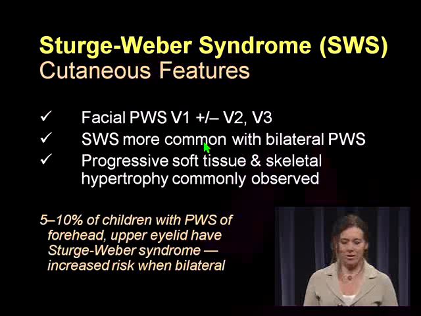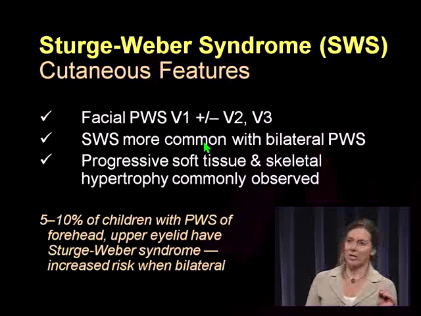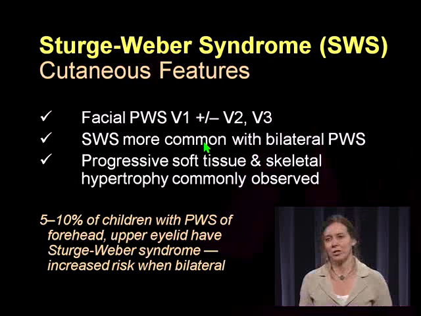But keep in mind, there are far more children that have a capillary malformation on their forehead or their upper face that have just an isolated vascular malformation without any central nervous system involvement. And it's estimated that 10% or less have associated Sturge-Weber syndrome. So you certainly don't want to assume that that patient has it simply because they had that distribution.